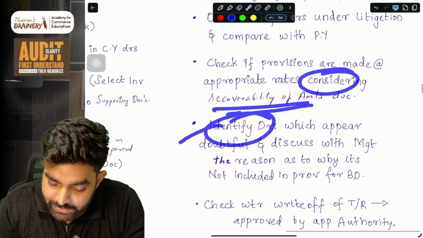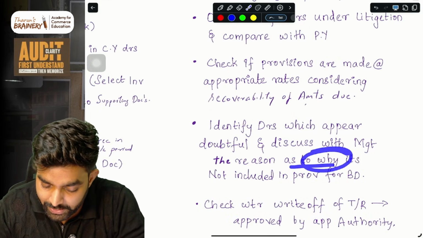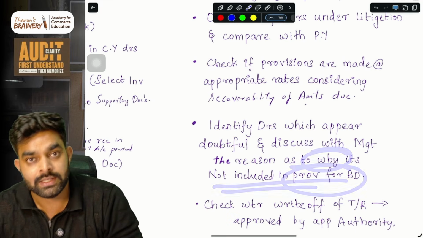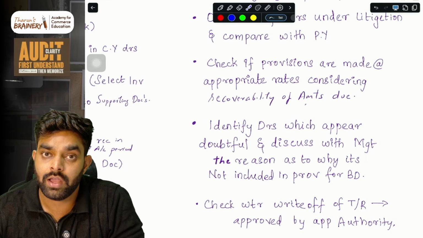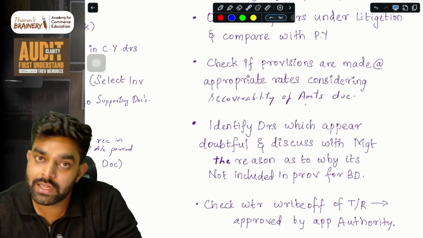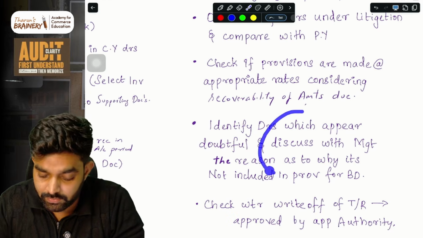Then identify the debtors which appear doubtful and discuss with the management the reasons why they are not included in the provision for debtors. Sometimes an auditor checks and may identify some debtors which are outstanding for more than 1 year, but management has not put a provision. So we can ask, this debtor is outstanding for more than 1 year, you have not put a provision, why? That reason you can ask.